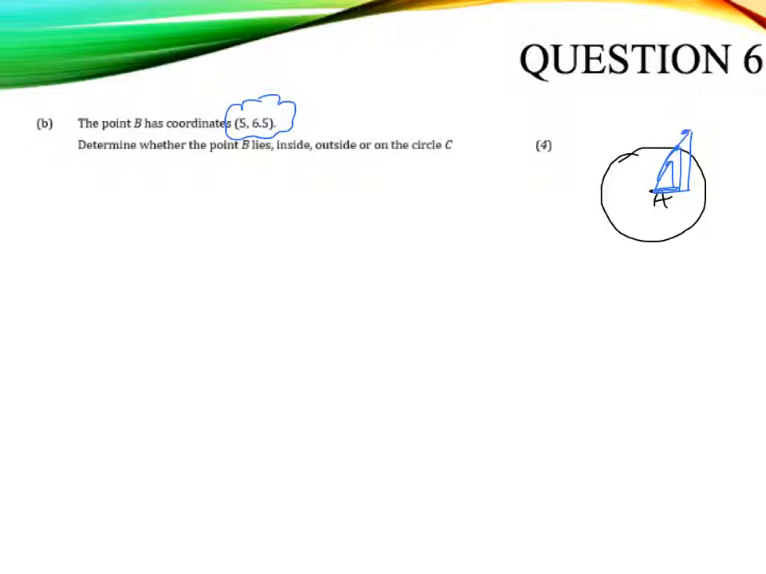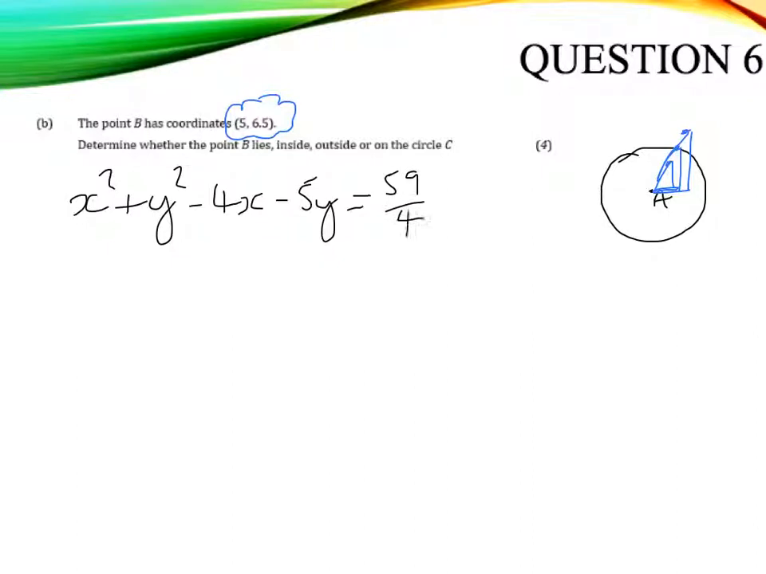So the equation of the circle that we had was x squared plus y squared minus 4x minus 5y equals 59 over 4. Now if I substitute my x value, 5, and my y value, 6.5, into here, and I get 59 over 4 coming out, then the point must lie on the circle. It meets these criteria. So let's do that.